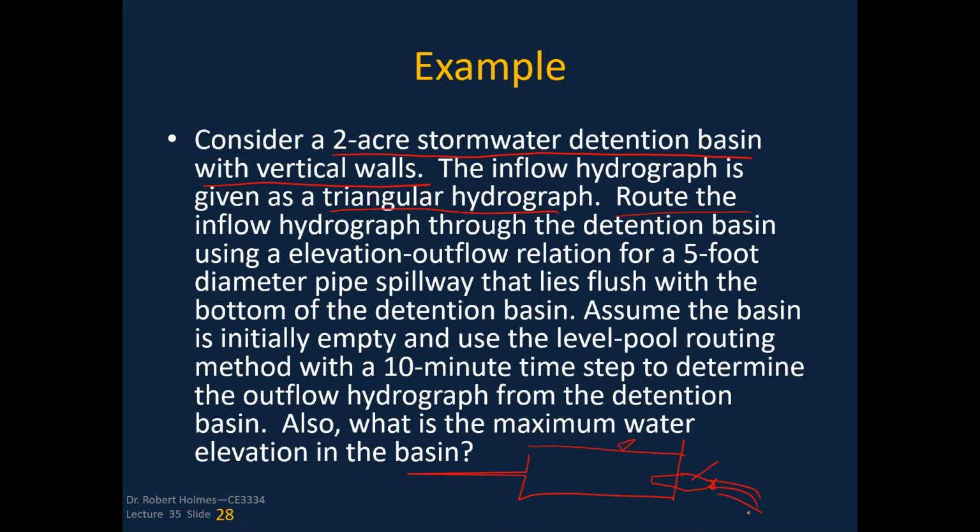outflow through that pipe. And so I also tell you, assume the basin is initially empty, use the level pool routing method or the reservoir routing method with a 10-minute time step to determine the outflow hydrograph. So the question I've got there is, what is the maximum elevation in the basin? It's kind of a question that would say, well, how high do the walls need to be? So if you assumed them infinitely high, obviously you can't build them that high. How high would these be if we had a 2-acre stormwater detention basin?